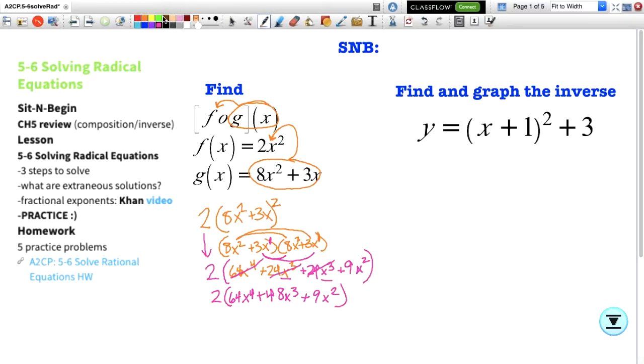My last step is going to be to distribute this 2 across to this piece and to this piece right here. Okay? So 2 times 64 is 128 x to the 4th. 2 times 48 is a positive 96 x to the third. And 2 times 9 is a positive 18 x squared. Now at this point, everything is as simplified as it could possibly get. I am done right there.